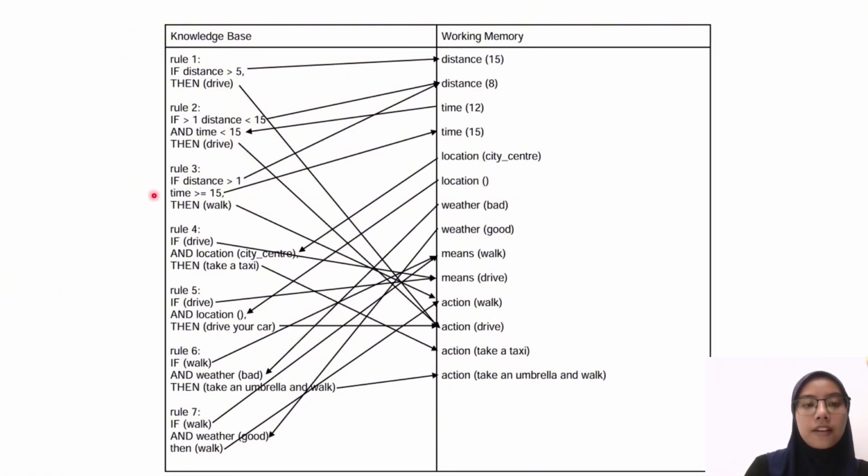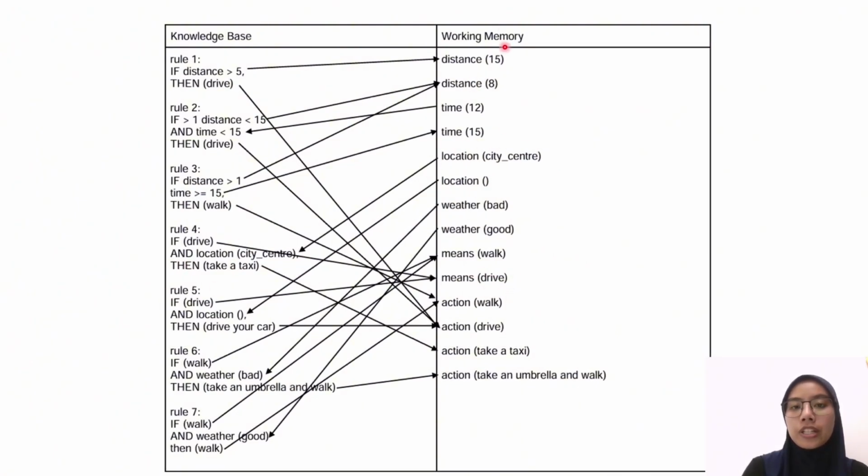Rule number 3: if distance greater than 1, so here distance in working memory is 8, it is greater than 1, and time is greater than or equal to 15, so time here is 15 in working memory, then the action is walk. Rule number 4: if drive, okay, it means drive and location city center.